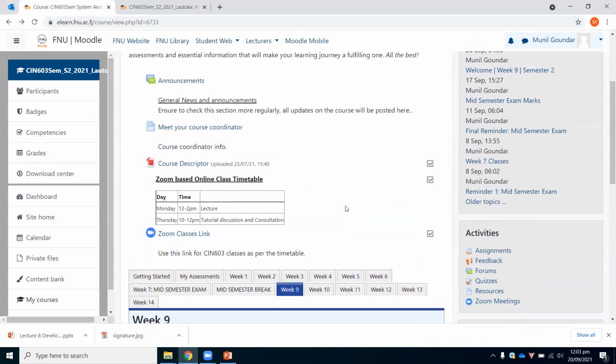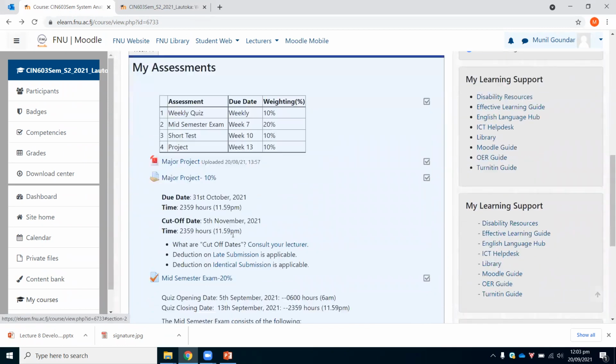Another reminder, please. I hope that you are already working on your major project. This is the 20th of September. Your major project is due on the 31st of October. There are 31 days in October plus another 10 days, so you have 41 days remaining. Please get your assessments submitted well before time so that you do not have additional pressure and tension while you're preparing for your final examinations.